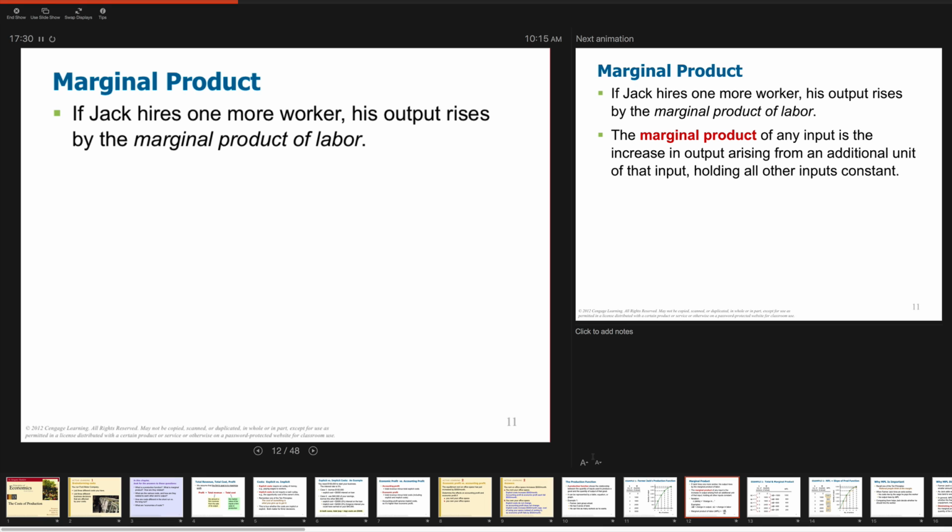Marginal product is the change brought on by one additional unit. Like marginal taxation is the tax brought on by that one extra dollar earned. Marginal product is the change brought on by that one extra person. So the marginal product for Jack from the first worker to the second worker is 800 bushels.